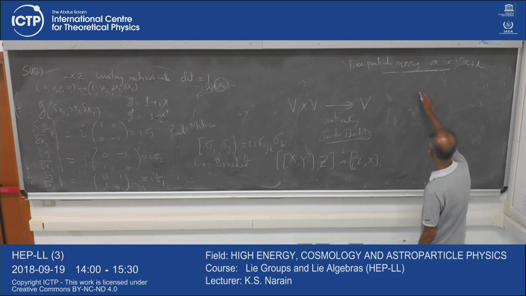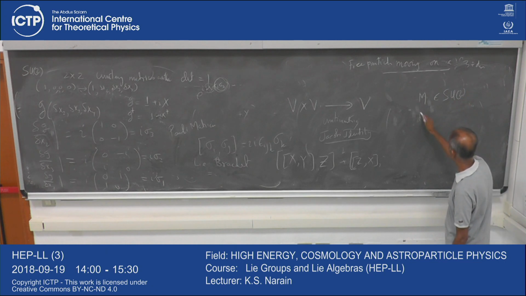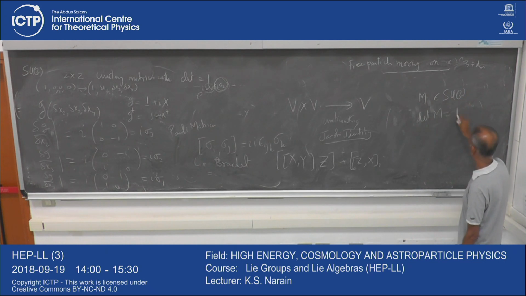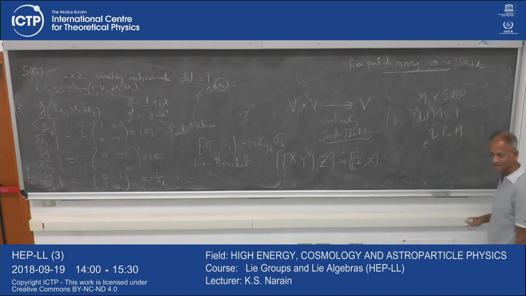Whatever this matrix M is, M belonging to SU2, we have the condition that the determinant of M equals 1. Another way of writing it is that this is the same as the exponential of the trace of log M. I can write this formally. You don't ask me what you mean by log M. But can we just expand it as a series? Yes, true, you can do it. There are always problems with convergence.